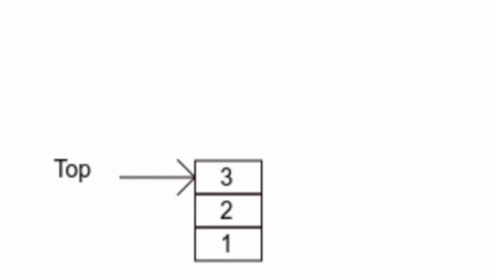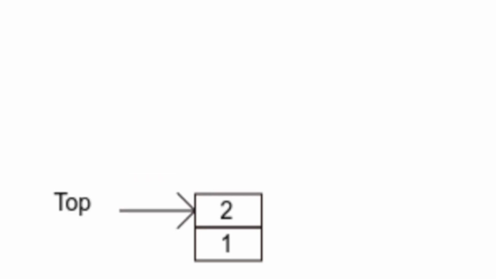That means first 4 will be taken out, then 3 will be taken out, then 2 will be taken out, and so on. Notice that the last thing to be added is the first thing to be removed. Due to this behavior, stacks are known as last in, first out structures.